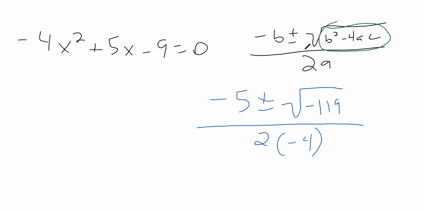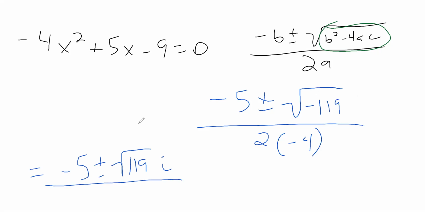One thing we will do is remember, if you have a negative going on inside the square root, what can we pull out of that? i, exactly. Not the first person pronoun, the constant in mathematics. So that'll become negative 5 plus or minus the square root of 119 i, all over 2 times negative 4, which is negative 8.